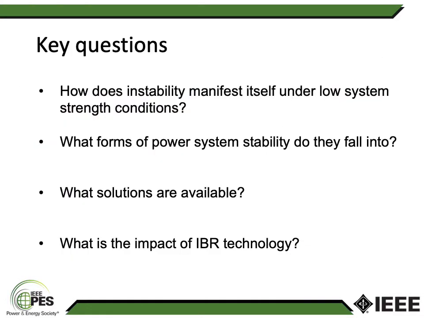The key questions we would like to answer in this presentation are: how will power system instability manifest itself under low system strength conditions, with a growing share of inverter-based resources and a declining share of synchronous generators in the power system? Are they consistent with known and familiar forms of power system stability, or are there new and emerging forms? And then, what solutions are available to address these emerging challenges? And last but not least, do all IBRs behave in the same way? Are there differences between different types of IBR? And if so, what causes those different behaviors?